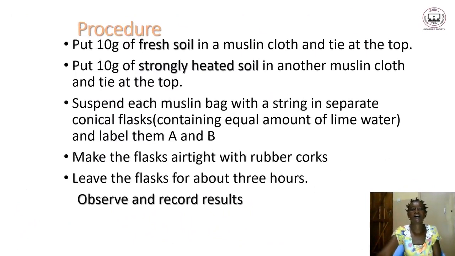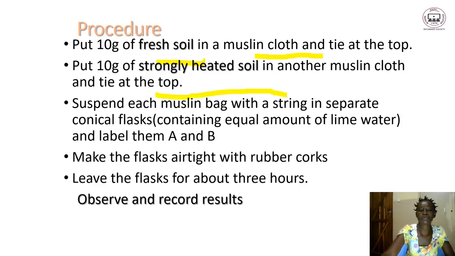In the procedure, you put the 2 soil samples, one which is the fresh soil, in a muslin cloth and tie at the top. Let's assume that the fresh soil put in one of the muslin cloths weighs 10 grams. It means even the strongly heated soil or the burnt soil should also weigh 10 grams. So we're going to put that 10 grams of strongly heated soil in another muslin cloth and tie at the top.